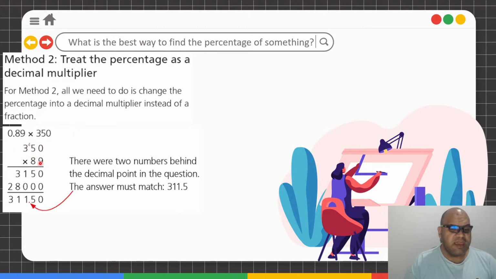350 times 89. Now remember, in the end we have the decimals, okay? Now multiply as usual. 9 times 0, 0. 9 times 5, 45. Carry 4. 9 times 3, 27, plus 4, 31. Then multiply by 8 here, and we get the result. The final result is 31,150. But there were 2 numbers behind the decimal point in the question. Then the answer must match. I have 2 numbers over here with decimals, 0.89. Then move 2 decimal places over here also. And the result is the same, 311 and 5 tenths.